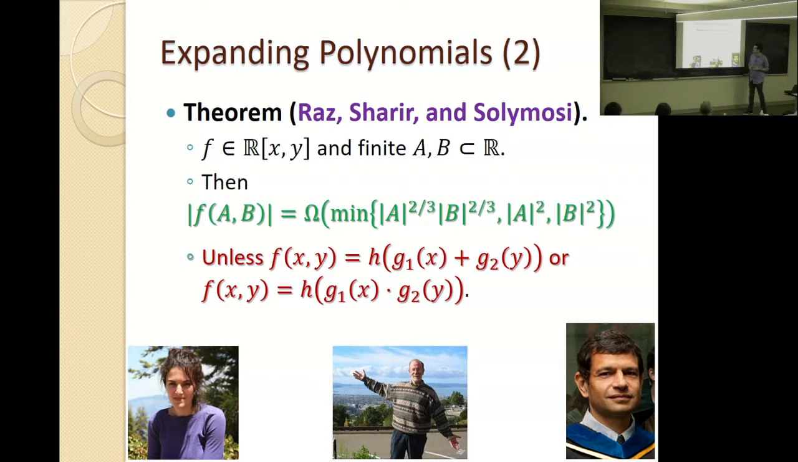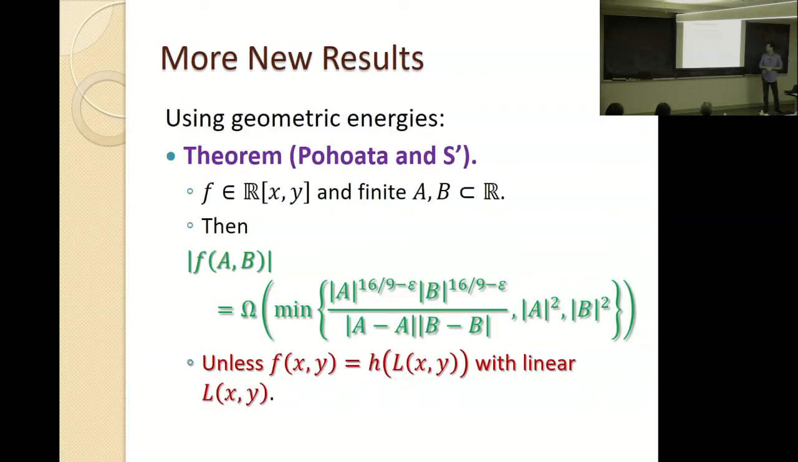And we tried to look at this using similar ideas. So now it's not distance energies, it's some other type of geometric energy. And we got another weird looking result. So we have, for a polynomial and two finite sets, the expansion is at least, so instead of 4/3, we have this more involved expression and a weaker restriction. The restriction now is just that the polynomial is not some linear polynomial in x and y with something applied to this.